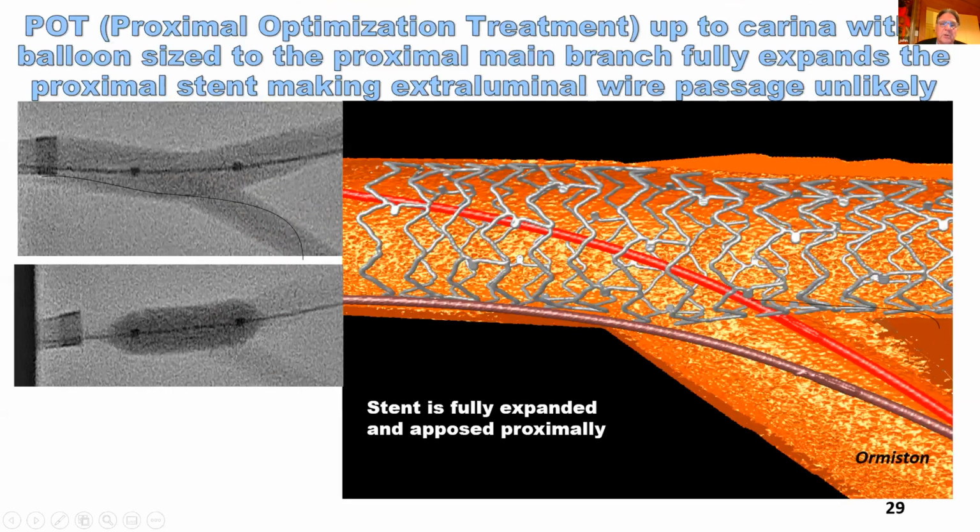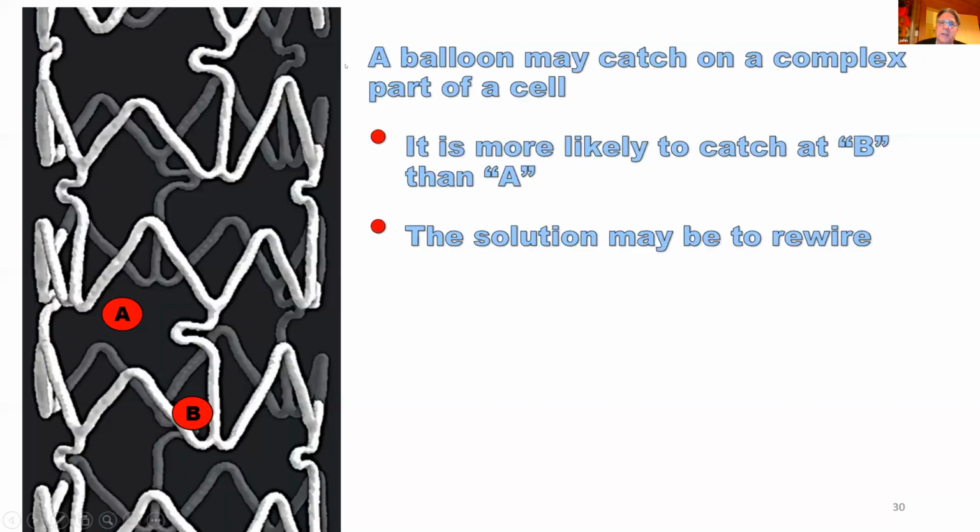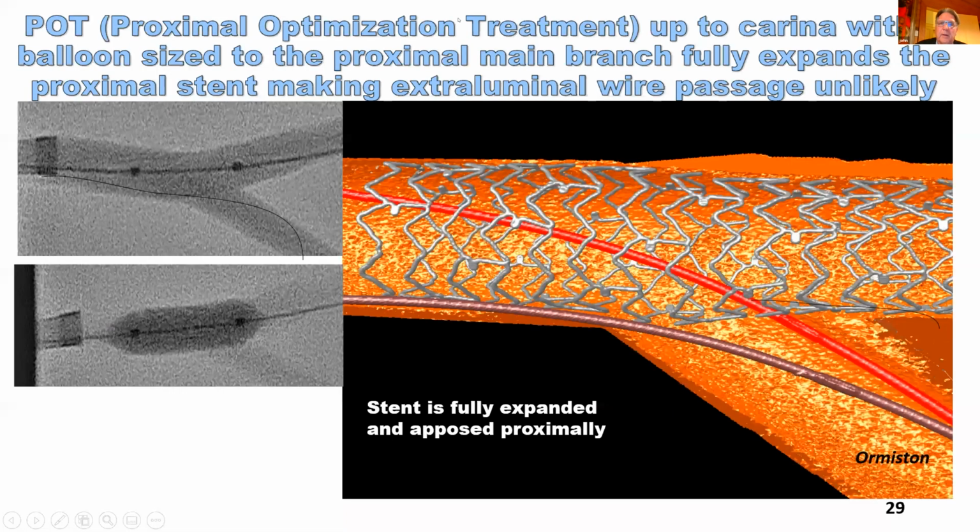So what you can do to make that unlikely to happen is the proximal optimization technique. You pass a balloon, here's a balloon, up to the carina, which is this point here. You inflate the balloon, and that expands the stent proximally, making it unlikely that your wire will go outside the stent, and more likely to go inside the stent and then enter the side branch.